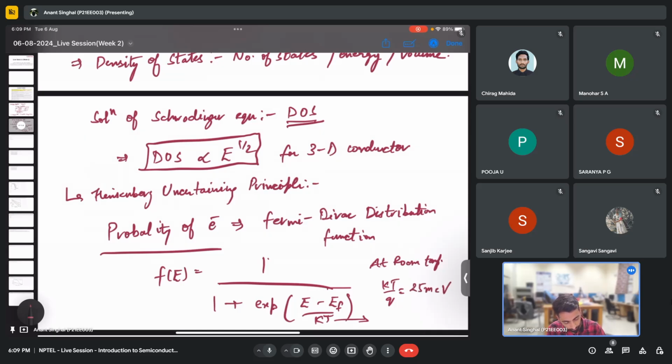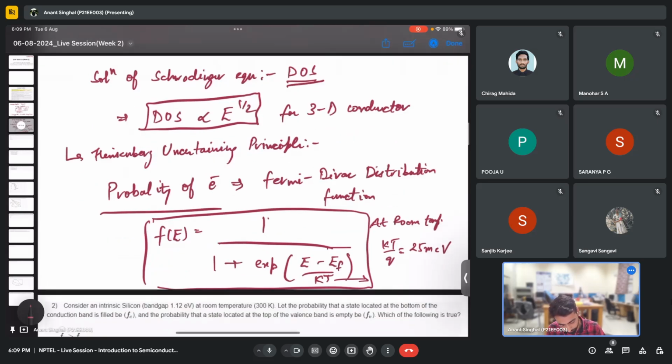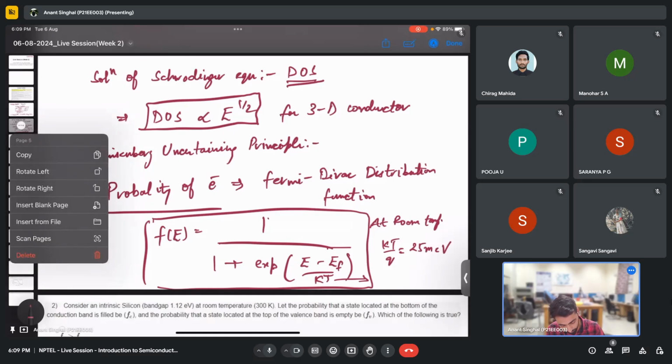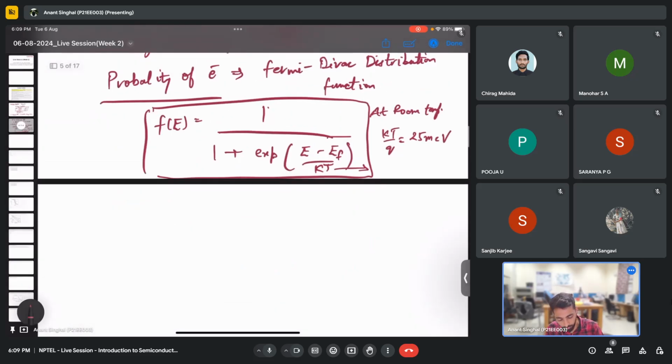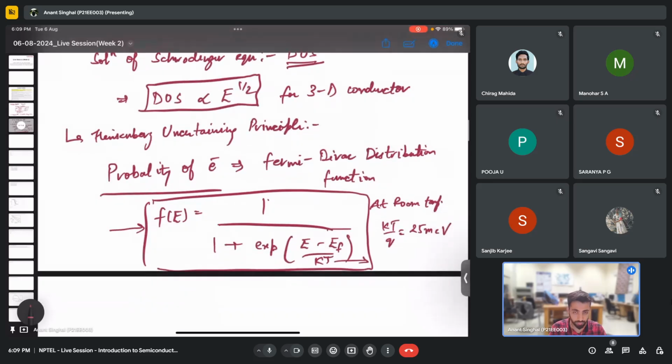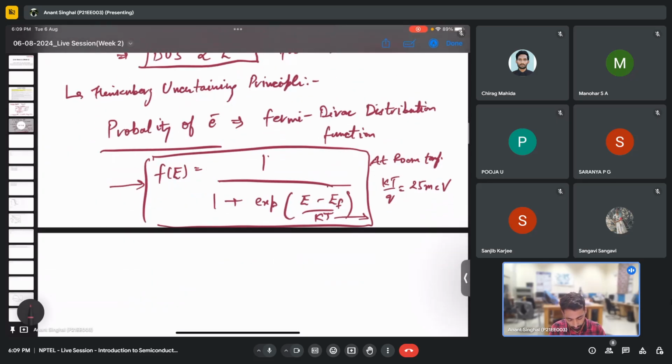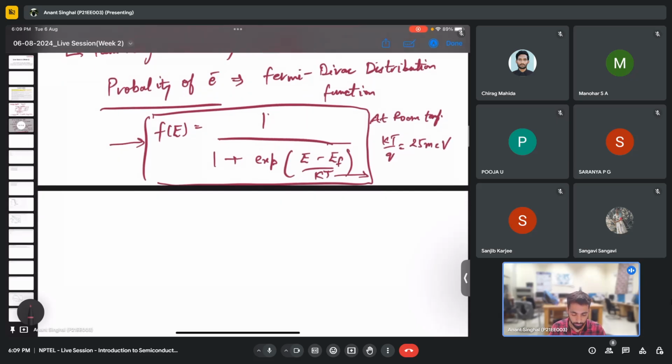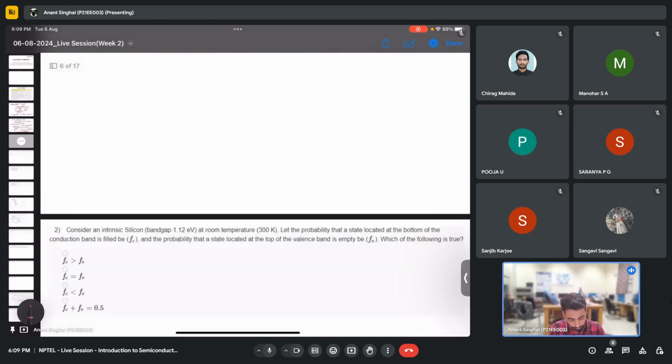You might have already read about the same. So yeah, this is what we have. If I talk about the very basics of the Fermi distribution function and the density of states, from this we calculate all the carrier concentrations, etc. So we'll now dive into some of the problems that we have, similar problems.